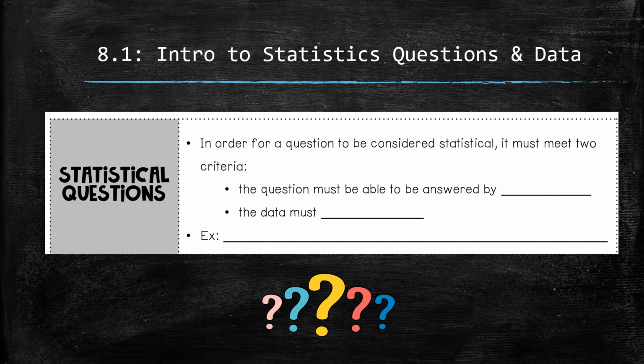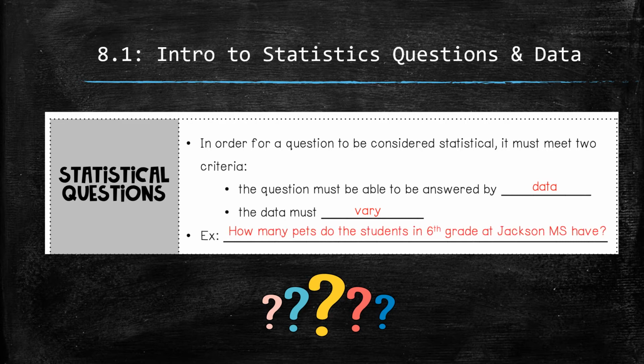A statistical question is one in which you do not expect to get a single answer. Instead, you expect to get a variety of answers, and you're interested in that distribution and tendency of those answers. So in order for a question to be considered statistical, it must meet two criteria. One, the question must be able to be answered with data, and two, it must have more than one answer. So it has to have varying options like yes or no, or multiple answers.